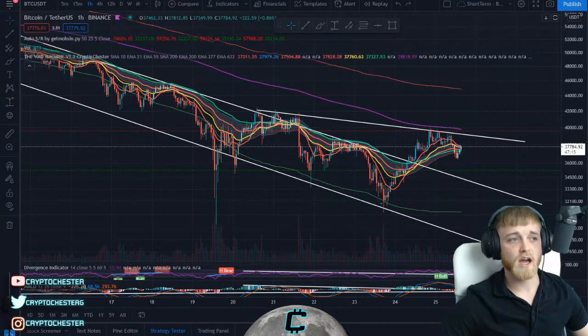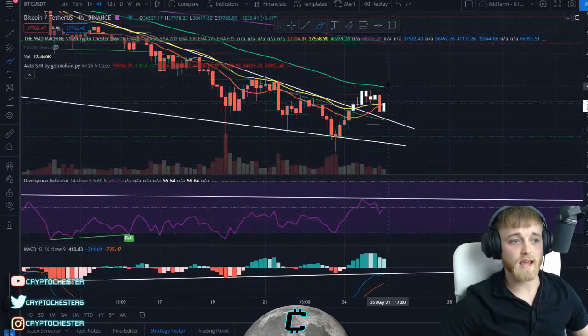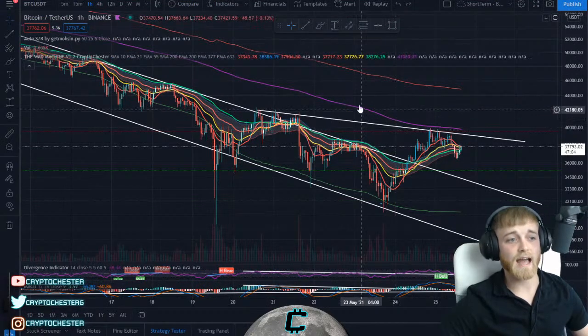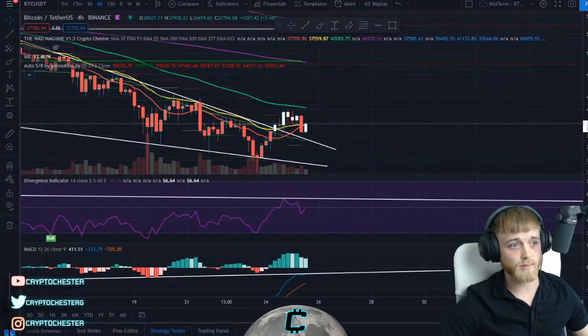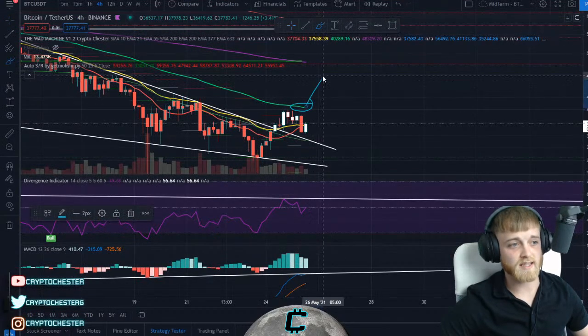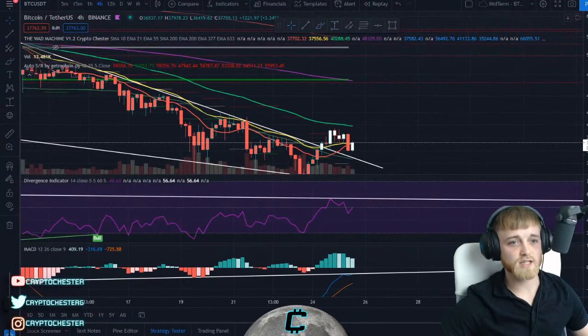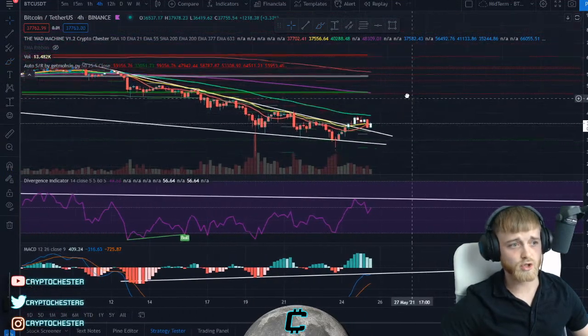And if we can get over the 55 on the midterm here, then it's looking like we're going to have the support of this downward sloping resistance line and this horizontal resistance line, and also the 200 moving average on the short term. So we are going to have a lot of support if we get over this 55. So there's a potential long position there, potentially up to this 48k zone.